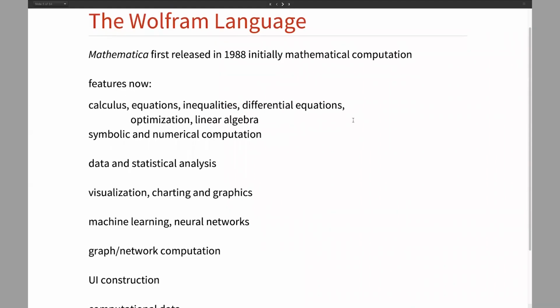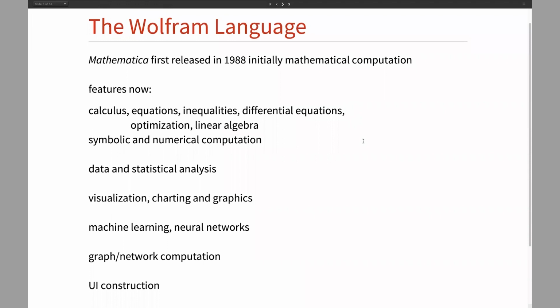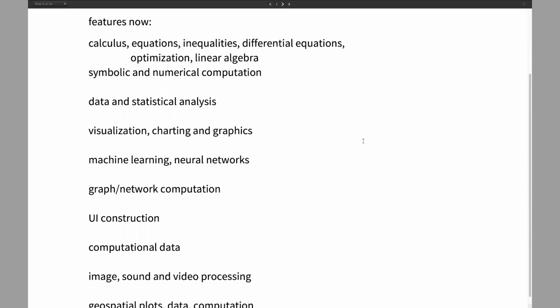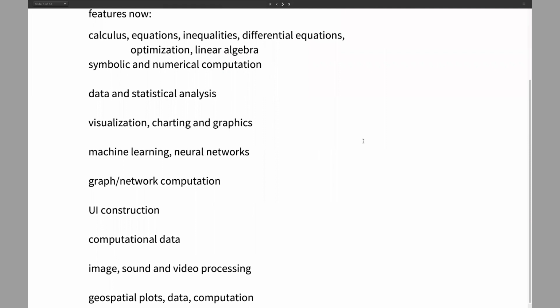So the idea of the compiler is to work with the Wolfram Language. I'll just give a quick overview. Mathematica was released in 1988, and the initial focus was mathematical computation. And now we've built up a steady set of features, many of which you'll be interested in or using: various symbolic and numerical computation, data analysis, machine learning, computational data, geospatial plots, and image computation, and all the things that there are talks about today.